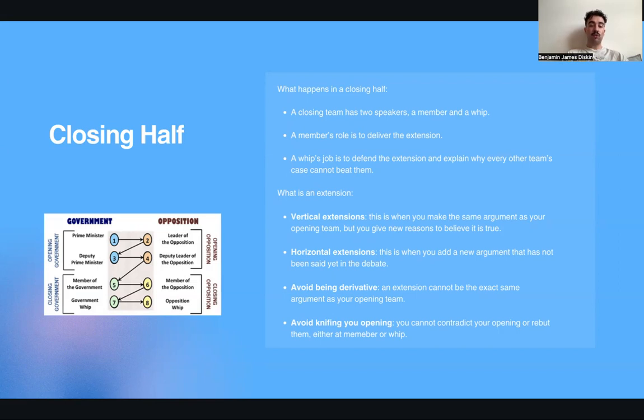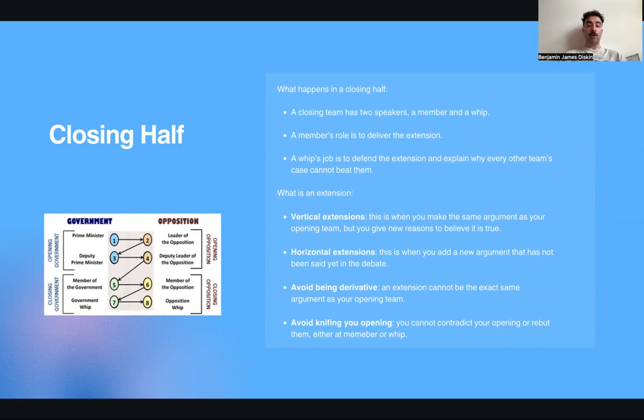The other important rule to note about closing teams is that they are not allowed to knife their opening team. And what this means is that they are not allowed to directly contradict or rebut what their opening team has said. So closing government cannot provide analysis or arguments that directly rebut or directly contradict what opening government have said. They are, of course, able to provide arguments that disagree with opening opposition, since they are on a different side of the motion, and opening opposition is not closing government's opening.